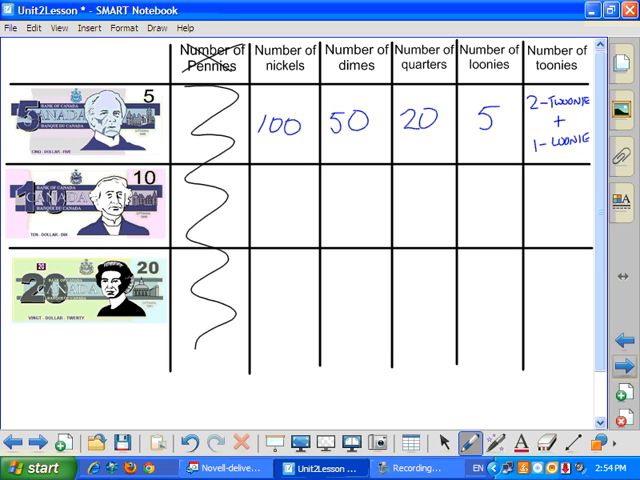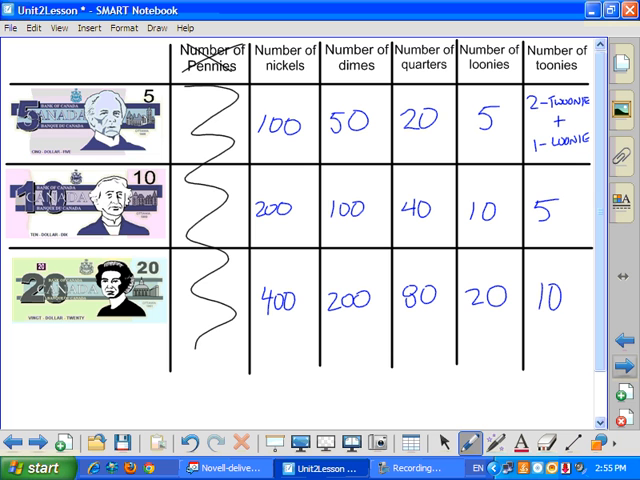All right, the $10 bill, well, it's twice as big as the $5 bill, so we'd need 200 nickels, we'd need 100 dimes, we would need 40 quarters, or we would need 10 loonies, and now we can halve that and we need 5 toonies. And then the $20 bill is twice as big as the 10, so 400 nickels, 200 dimes, 80 quarters, 20 loonies, and 10 toonies. So there you go.